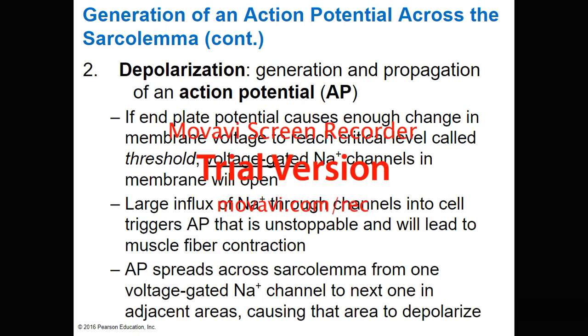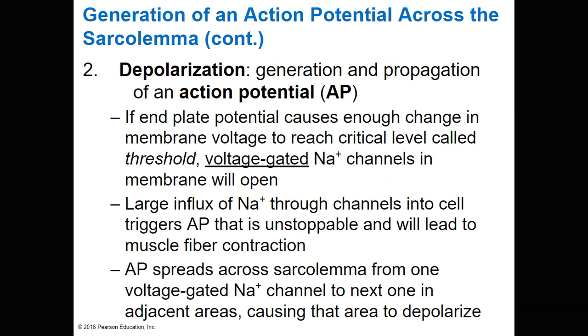So again, action potentials are all or nothing. Once they reach that threshold, they're going to fire. Below that threshold, if it's a little bit depolarized but not enough to reach the threshold, you're not going to have an action potential. It's not going to fire. But once you reach that threshold, it's going to fire, and then it spreads across the sarcolemma from one voltage-gated sodium channel to the next one in adjacent areas, causing that area to depolarize.